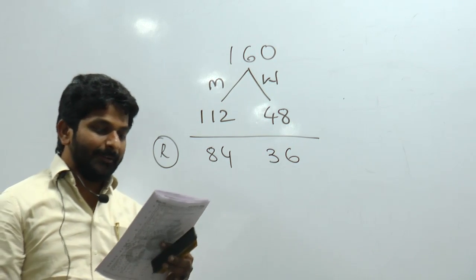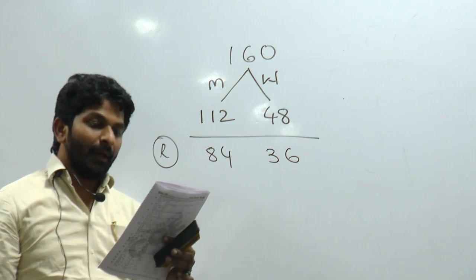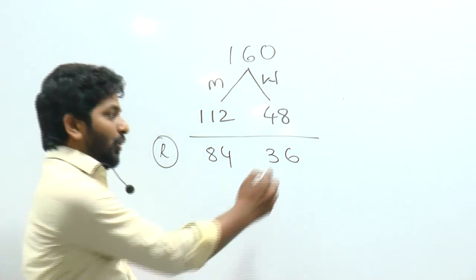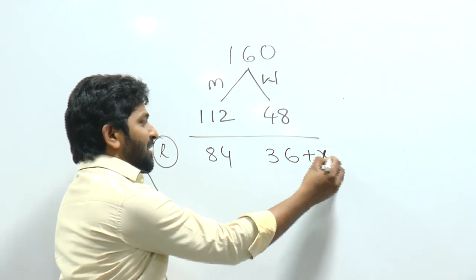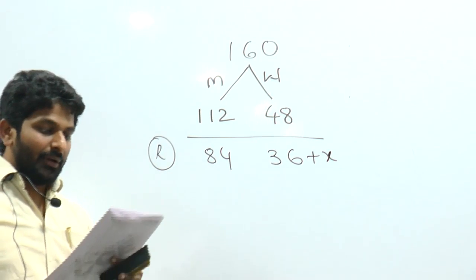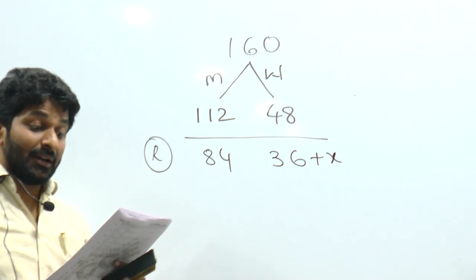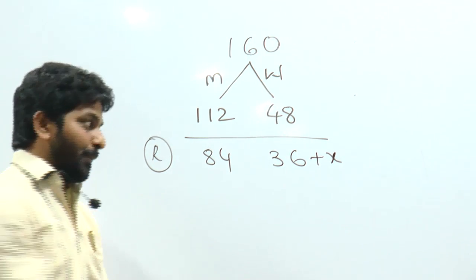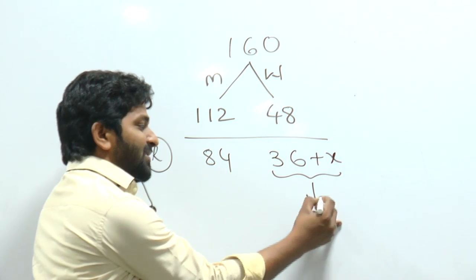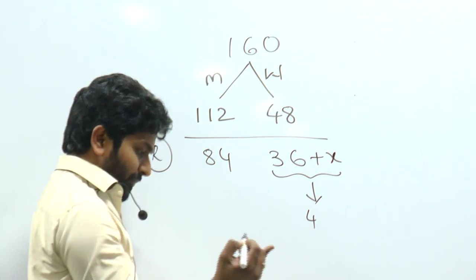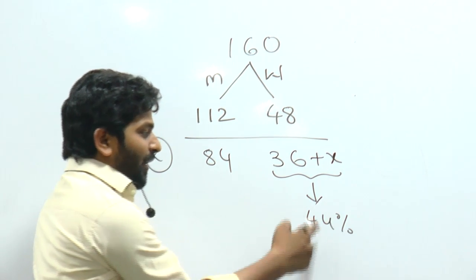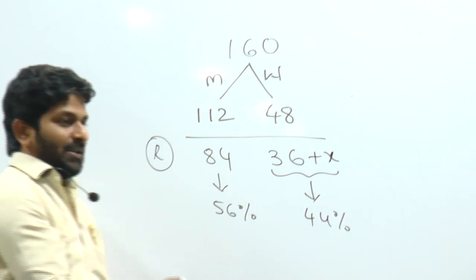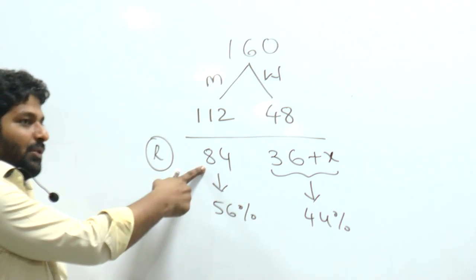Next, what happened? And then he added some liters of water to the remaining mixture. To this quantity he again added some liters of water. Now as a result the percentage of water in the final mixture becomes 44%. So this itself is equal to how much percent? 44%. If this is 44%, what about the other quantity? 56%. So 56% is equal to 84.